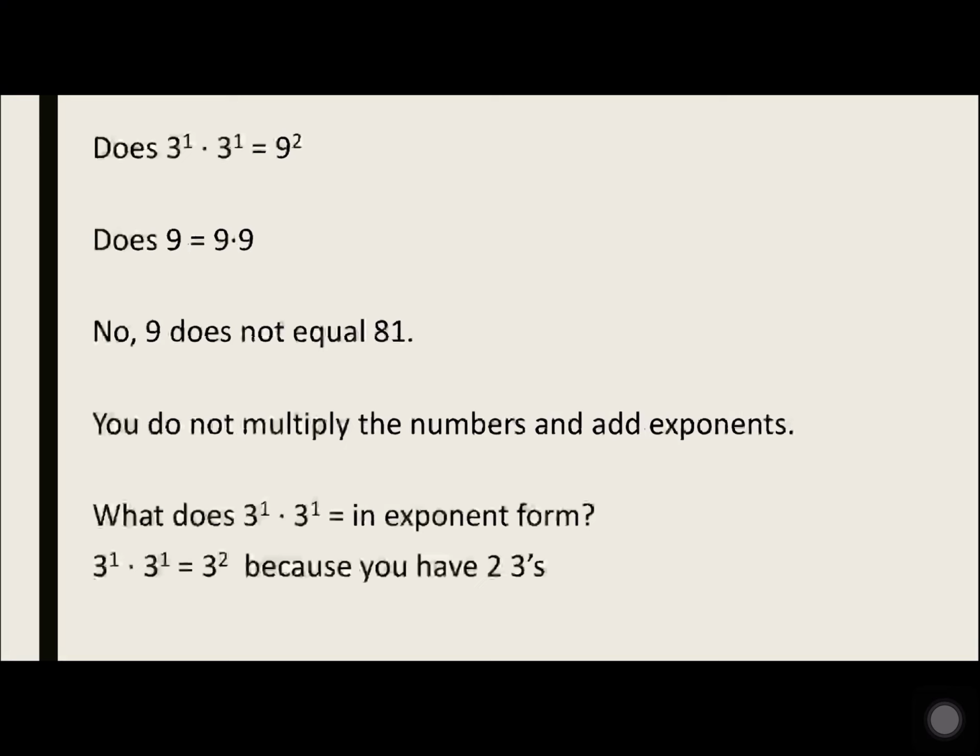Why not? What does 3 to the 1 times 3 to the 1 equal in exponent form? 3 to the 1 times 3 to the 1 equals 3 to the 2. What does 3 to the 2 mean? It means you have 3 times 3, which is what 3 to the 1 times 3 to the 1 equals. You don't multiply the 3's and add the powers, because we saw earlier that 9 doesn't equal 81. The base means what you wrote out, and the power means how many of them. We wrote out 3's, and we had 2 of them.